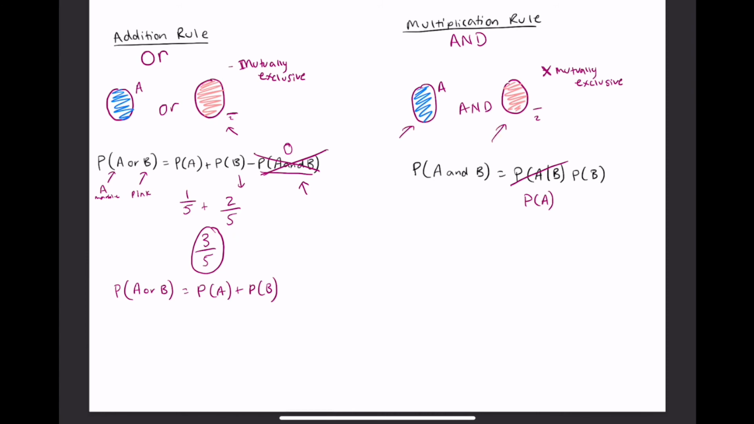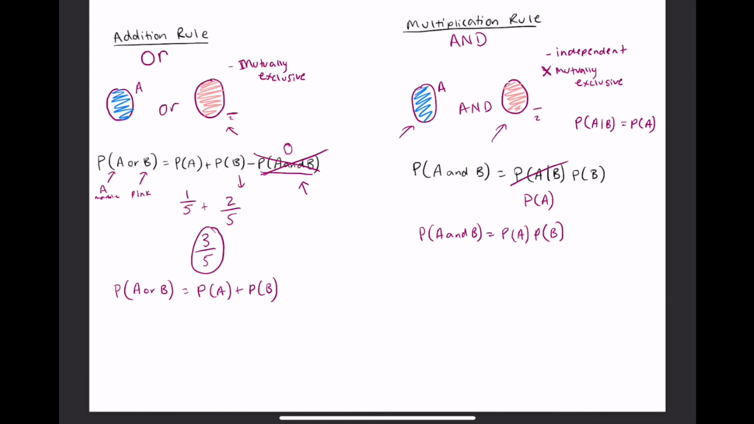events of pulling out A and pulling out any marble that's pink are independent of each other. That's because I'm pulling them out at the same time. So they don't affect the probability of one another. So they are independent. Because they are independent, we can replace P(A given B) with probability of A. So now let's use our new formula: probability of A and B equals the probability of A times the probability of B.